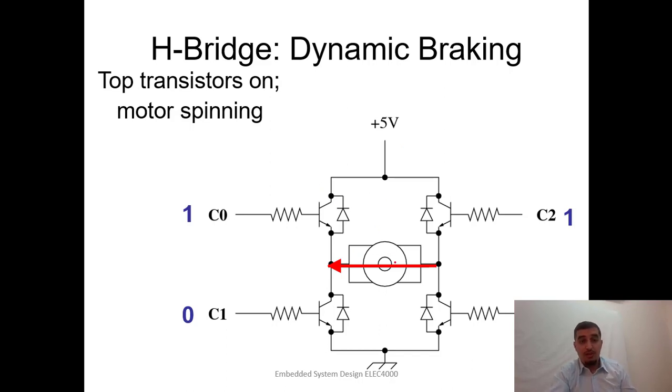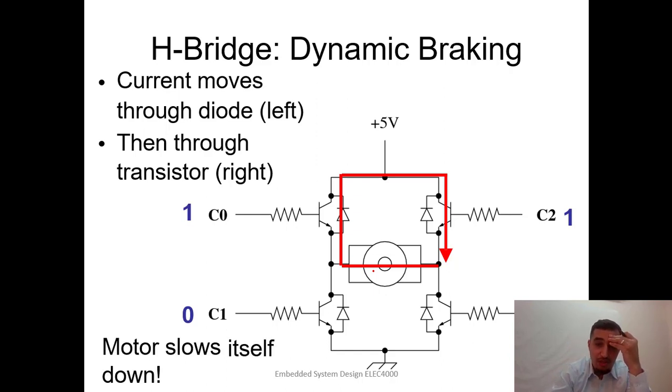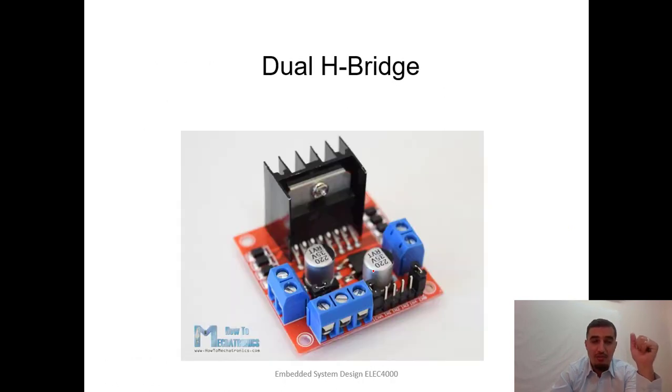Also, if the motor is spinning and the top transistors are on, we will have some circuit like this, and the current moves through the diodes on the left, then through the diode on the right. This will slow the motor by itself. The motor will be slowed by itself, and it's like braking the motor by using its own current.